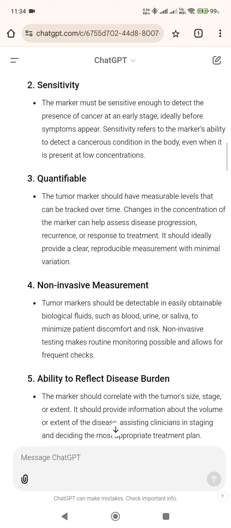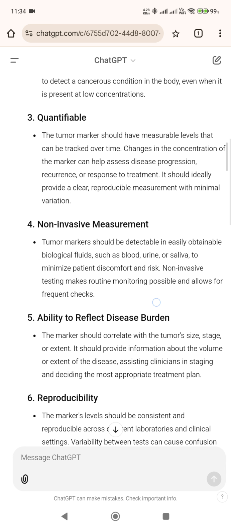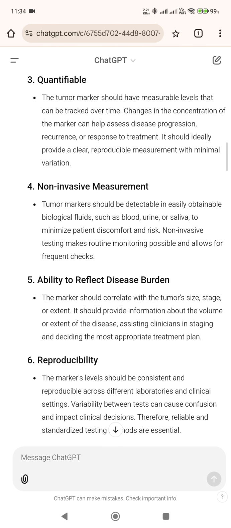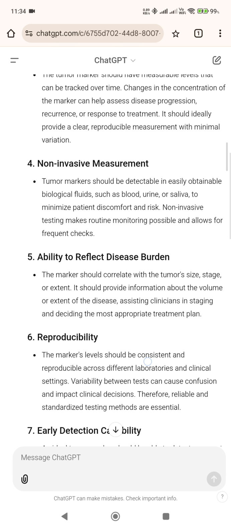3. Quantifiable. The tumor marker should have measurable levels that can be tracked over time. Changes in the concentration of the marker can help assess disease progression, recurrence, or response to treatment. It should ideally provide a clear, reproducible measurement with minimal variation.